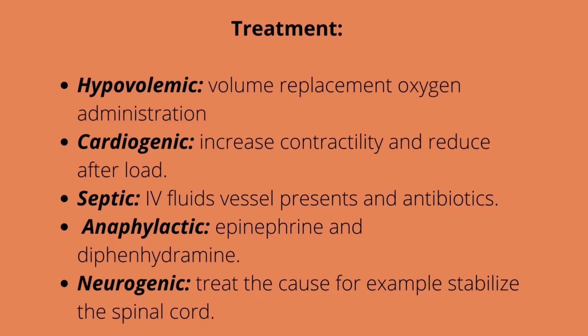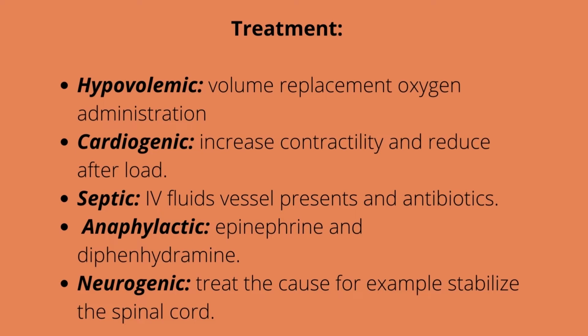Cardiogenic shock, we need to increase contractility and reduce afterload. What is a good med for this? Digoxin, right? Digoxin has an inotropic and chronotropic effect, right? Septic shock, IV fluids. We need to flush this patient. We need to get rid of this sepsis in the system. We'll give them vasopressors as well as antibiotics, like dopamine. Anaphylactic shock, epinephrine or Benadryl. Neurogenic shock, we treat the cause, right?